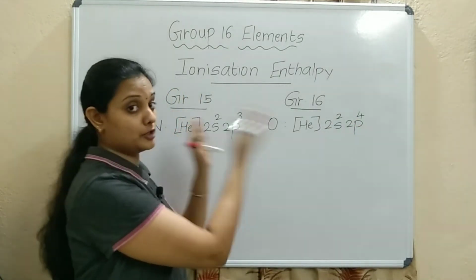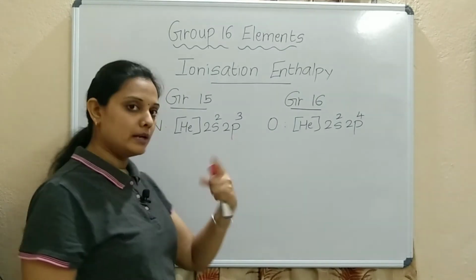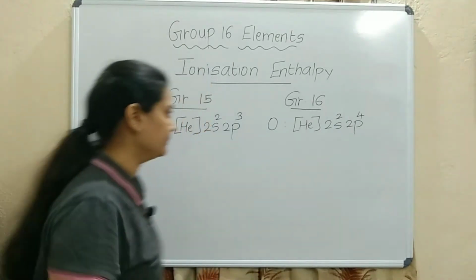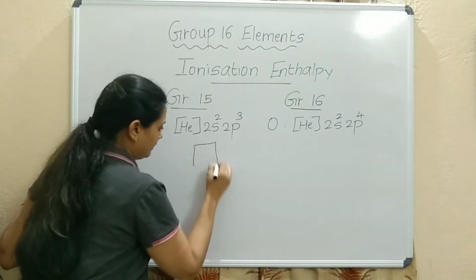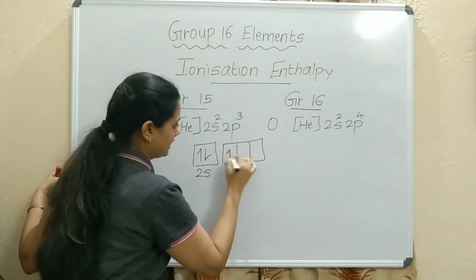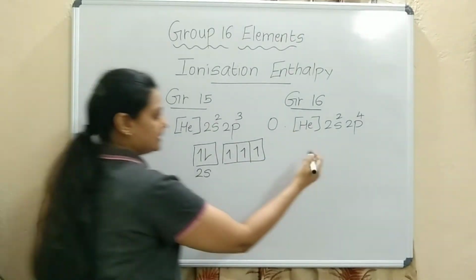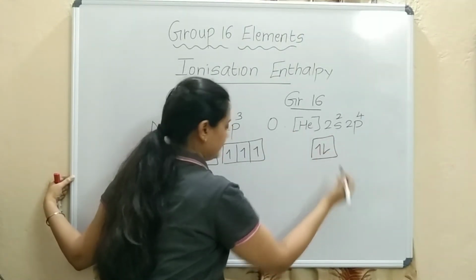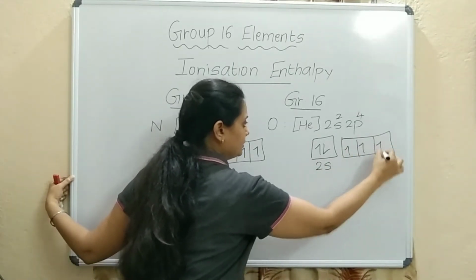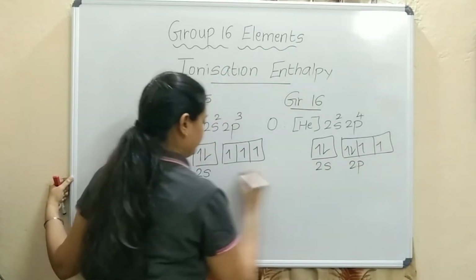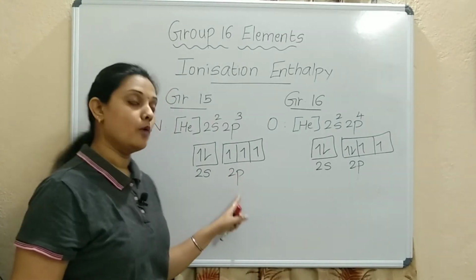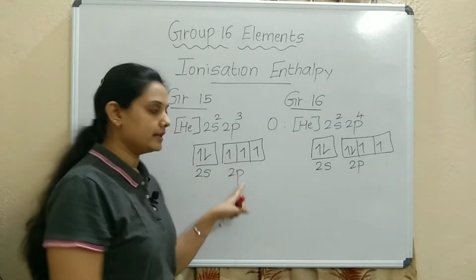As we are moving from left to right in a period, what is happening? One proton and one electron are added: 3, here it is 4, 1, 1 added. So write the electrons in orbital form. This is 2s, this is p3: 1, 2, 3. Next one, 2s, and for the p orbital, 1, 2, 3, 4, that is 2p. Now we know that a p orbital can accommodate how many electrons? 6 electrons. So here it is half filled.